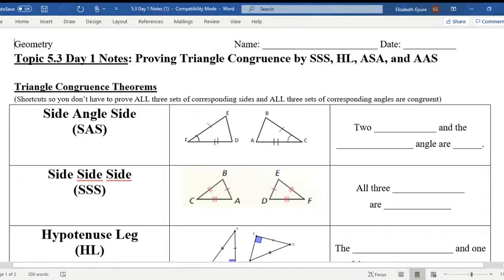So topic 5.3, day 1. We are on to proofs, guys. I know this is perfect timing for going fully virtual, but that's okay. Hopefully these proofs should be a little bit better.